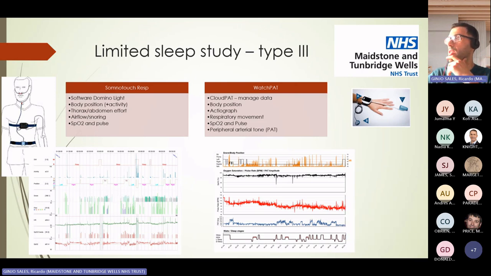In terms of the other device, I wouldn't say quite new, but it was released maybe 5-6 years ago, probably even more. CloudPath is used to manage the data. It's providing body position, actigraphy, respiratory movement, SpO2, pulse, and these studies rely on peripheral arterial tone, which measures arterial pulse volume changes in the finger as a result of vasomotion, vasoconstriction, and vasodilatation. So it's relying on different algorithms, so you don't have any flow at all.